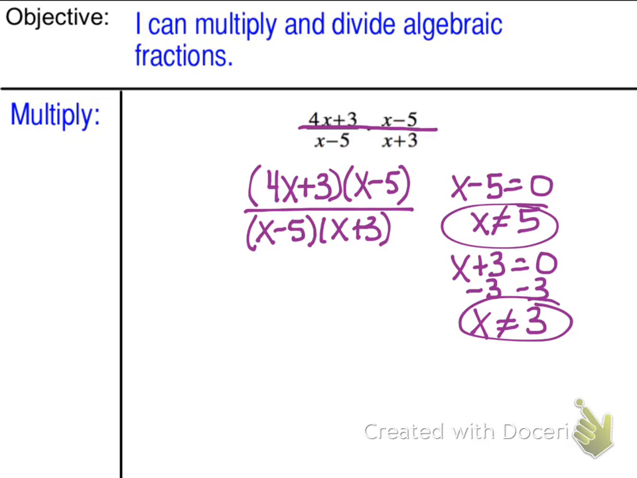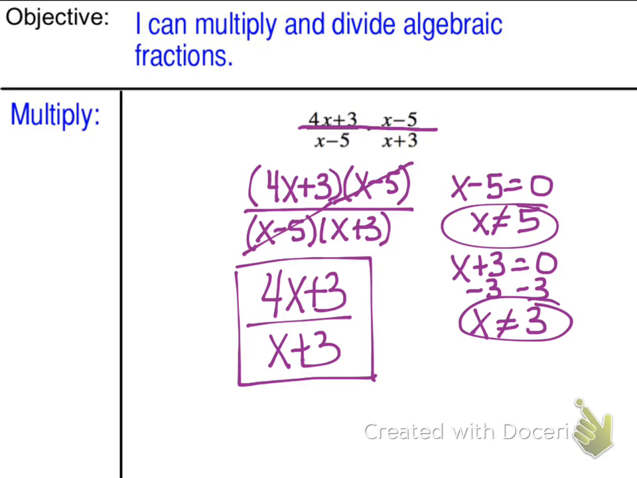So now that everything's factored and I've restricted my domain, we need to go ahead and look for our 1's that we can divide out. And I see a 1 right here with the x minus 5's. So we'll simplify there. The x minus 5's will divide out to be a 1, and it looks like we're left with 4x plus 3 over x plus 3. There's no other 1's, nothing factors. There's our final answer for multiplying those fractions.